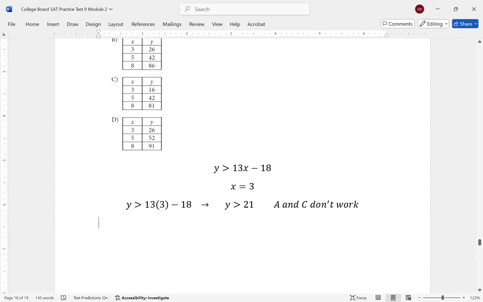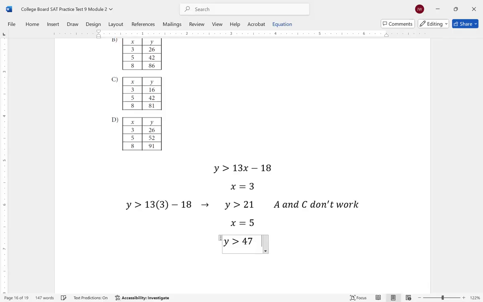Let's do the same thing for the next number. Let's plug in x equals 5. If we do that, we'll get y is greater than 13 times 5 minus 18. Well, that is 47. So I'm just going to simplify that. So when x is equal to 5, y has to be greater than 47.